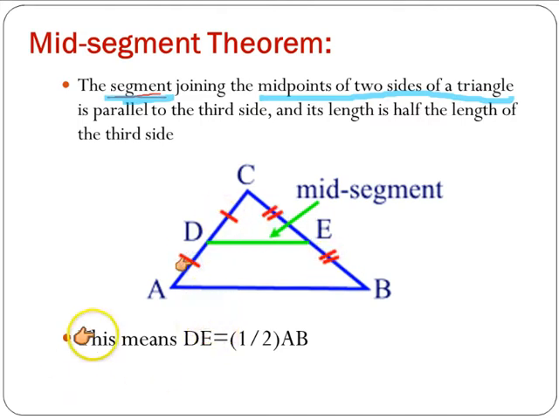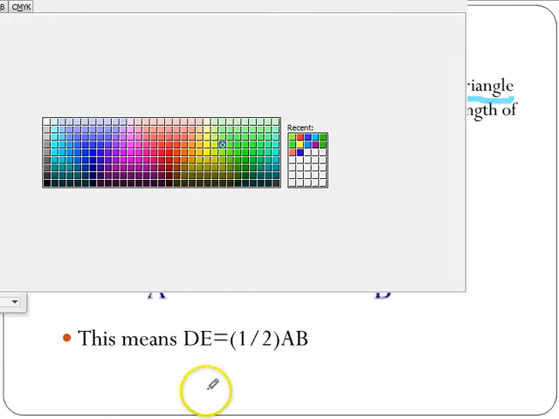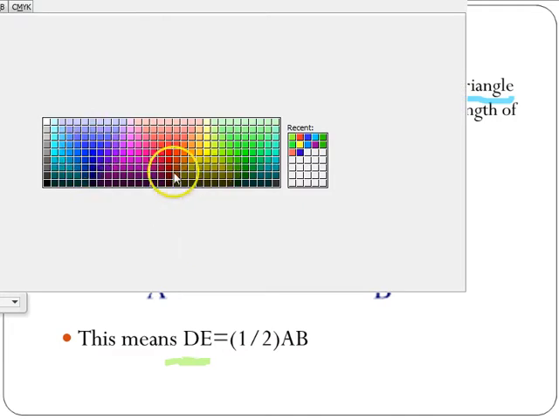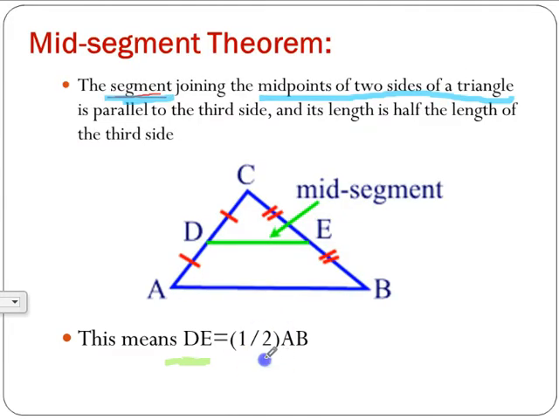And then there's a cool pattern: that mid-segment, that green line, will be equal to 1/2 of AB, and AB is that bottom leg of our triangle.